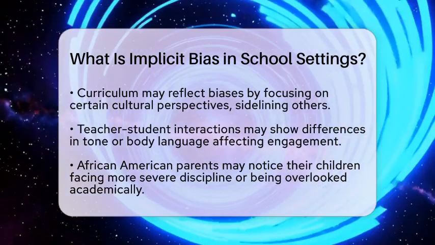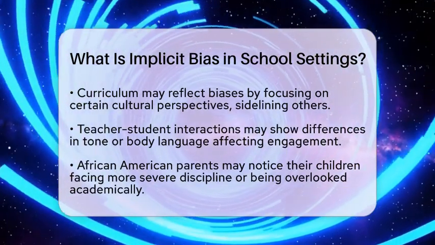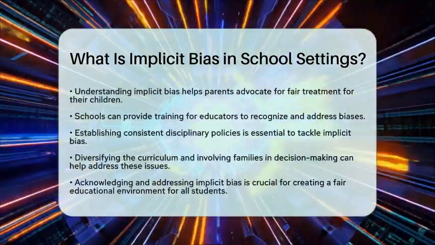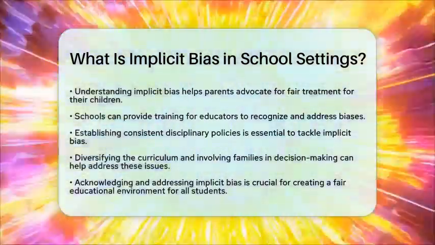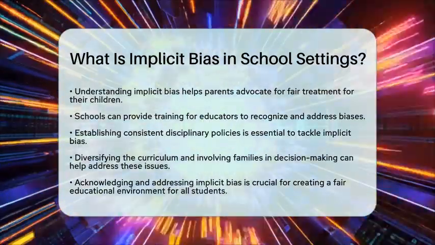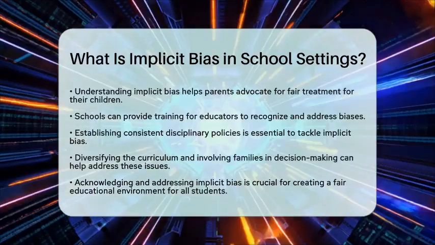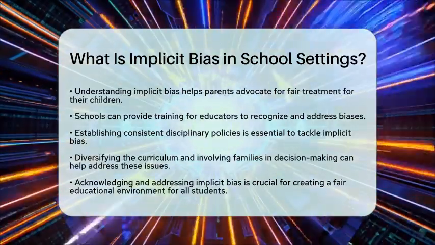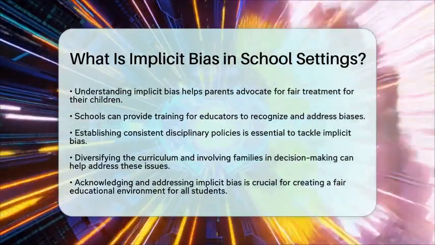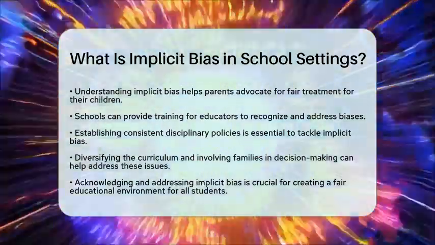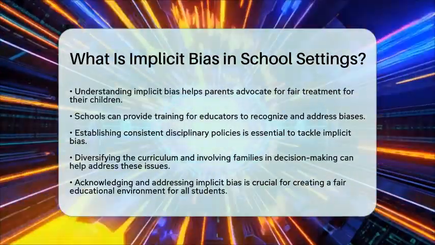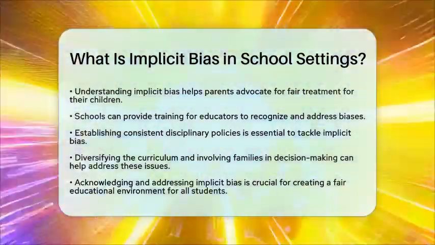To tackle implicit bias, schools can provide training for educators to help them recognize and address their unconscious prejudices. Establishing clear and consistent disciplinary policies is also essential. Schools should aim to diversify their curriculum and involve families in decision-making processes. African American parents can play an active role by engaging with teachers and administrators to ensure their children's strengths are acknowledged and their needs are met without bias.